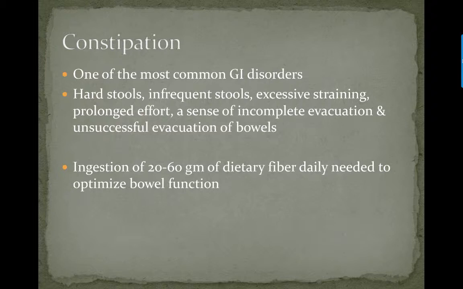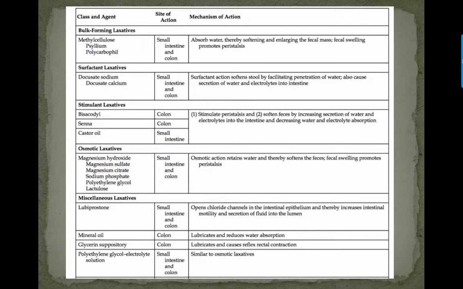The best source of fiber is actually bran. We can also get fiber from fruit and vegetables. We should have 20 to 60 grams of fiber per day. That's really the optimal amount for proper bowel function. So what happens when we don't have that? We start to take laxatives.